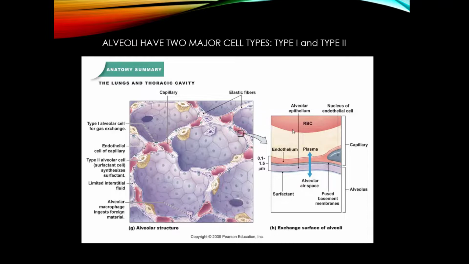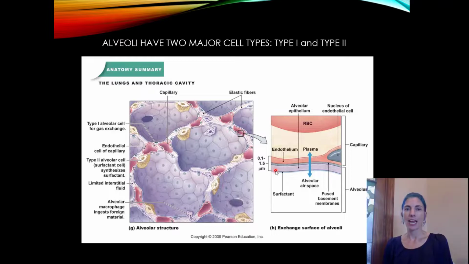And that image is shown really well over here, where you have the airspace and then the plasma. And you can see this is the cell of the capillary, also a simple squamous cell, and this right here is the type 1 alveolus cell, one that is there to just promote gas exchange. If you want to maximize the diffusion rate, you minimize the distance between two compartments. And there's no better way to minimize the distance between two compartments than to make the cells separating those compartments as thin as possible.